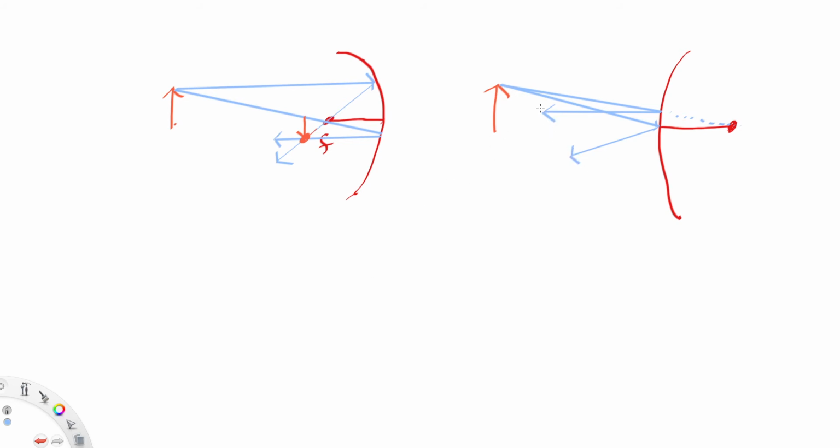Now these two reflected rays are not going to meet. It's just like the diverging lens that we looked at on the last page. Instead, we backtrace where those rays look like they came from. And there's our image.